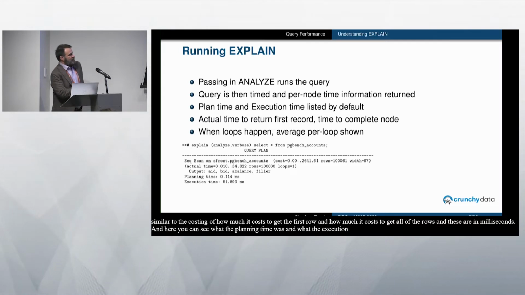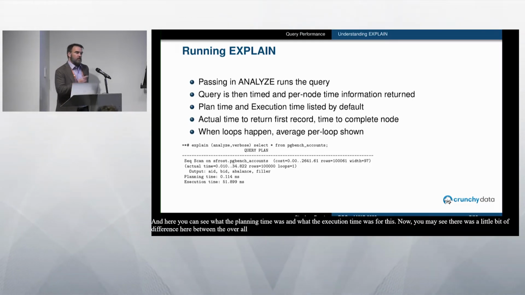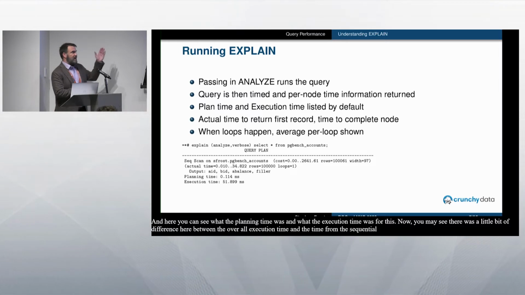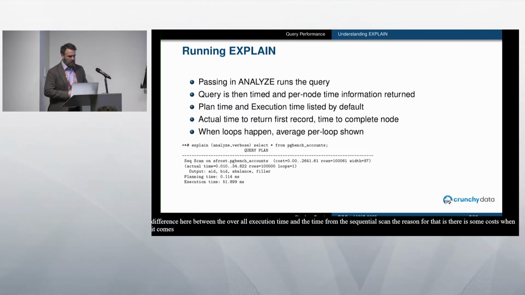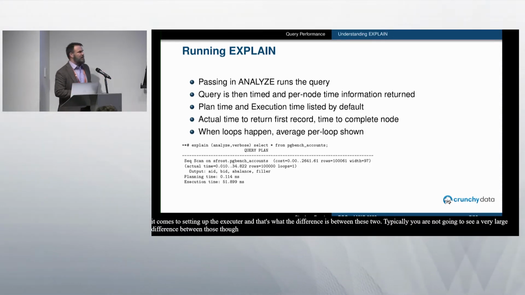Now you may see there's a little bit of a difference here between the overall execution time and the time for the sequential scan. The reason for that is that there is some cost when it comes to setting up the executor, and that's what the difference is between these two. Typically, you're not going to see a very large difference between those, though. Usually, whatever the top level node is, it's going to be pretty close to what the overall execution time is.